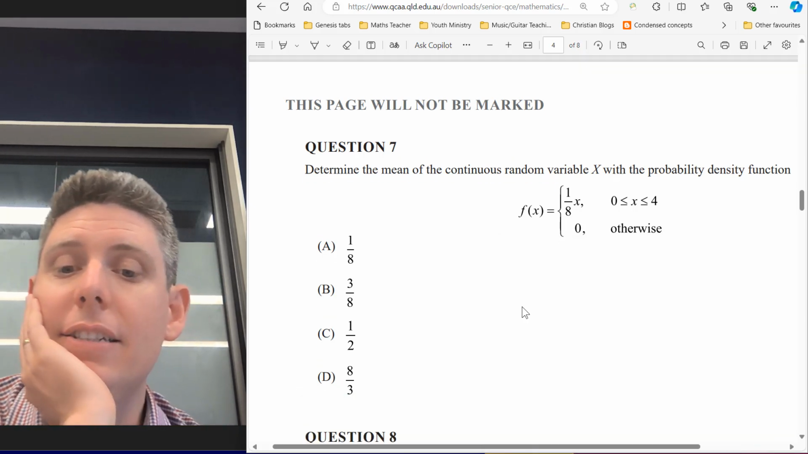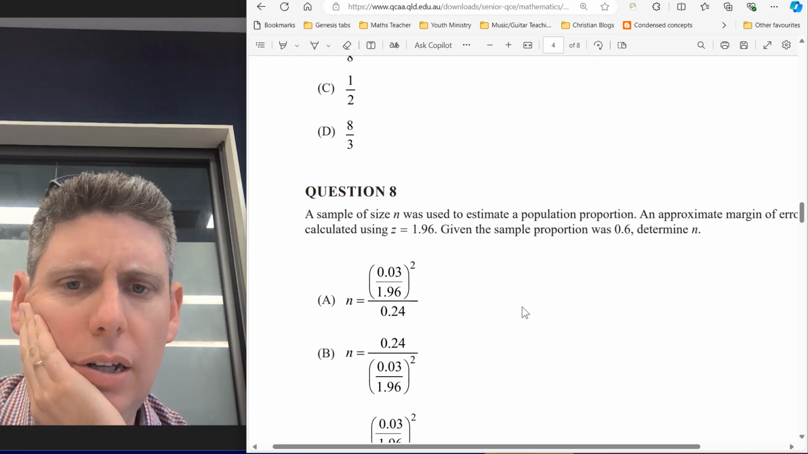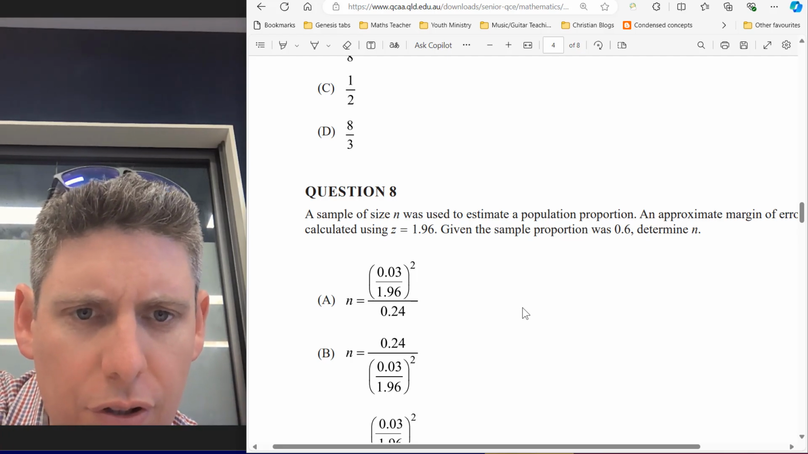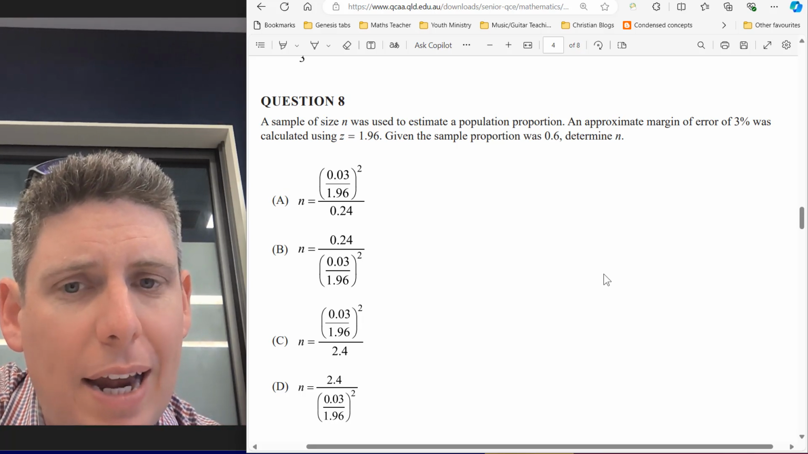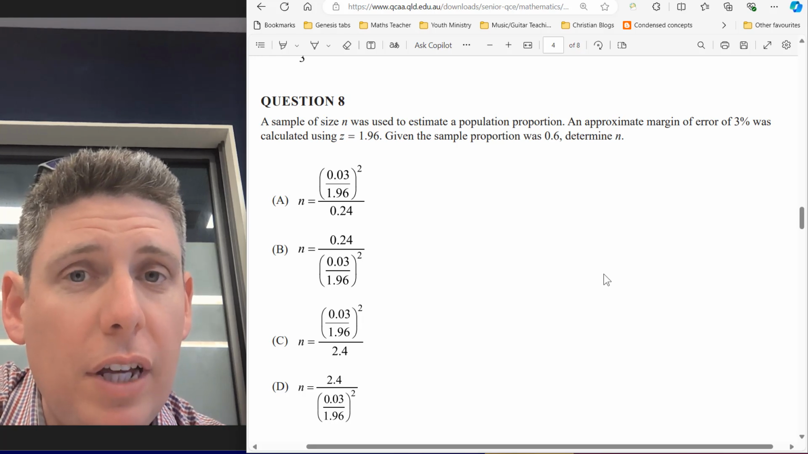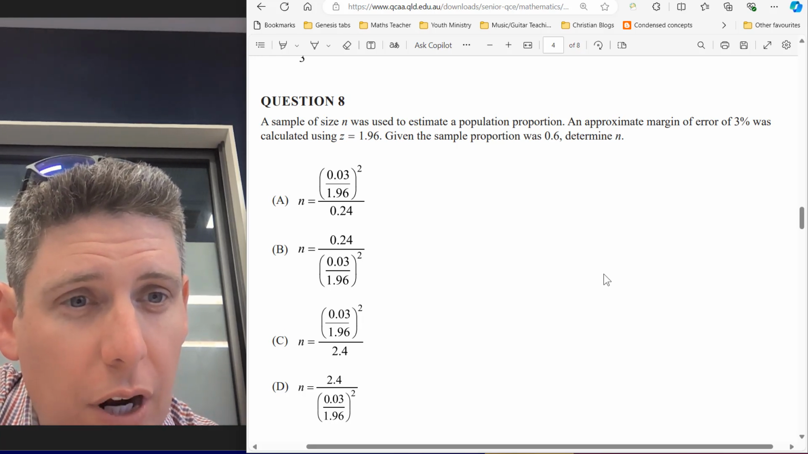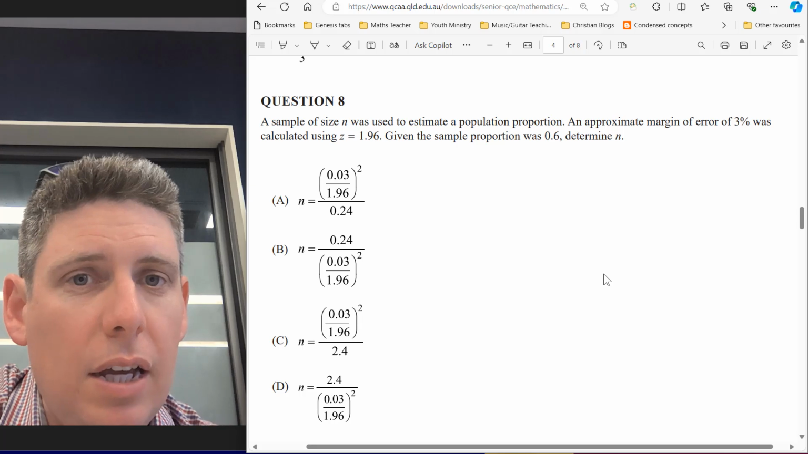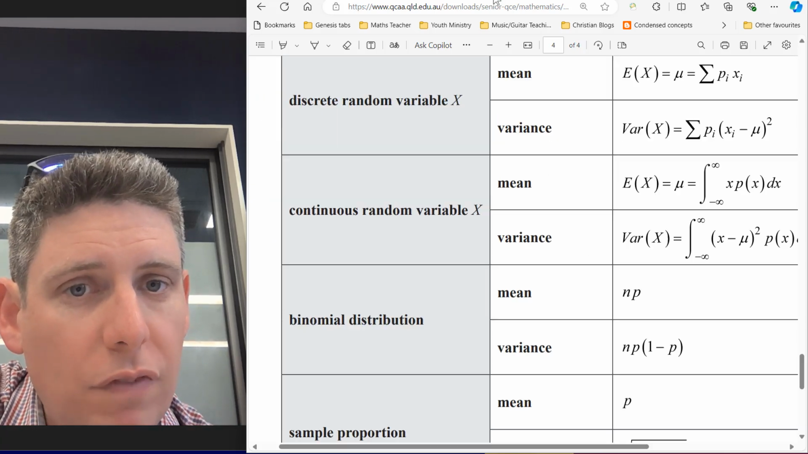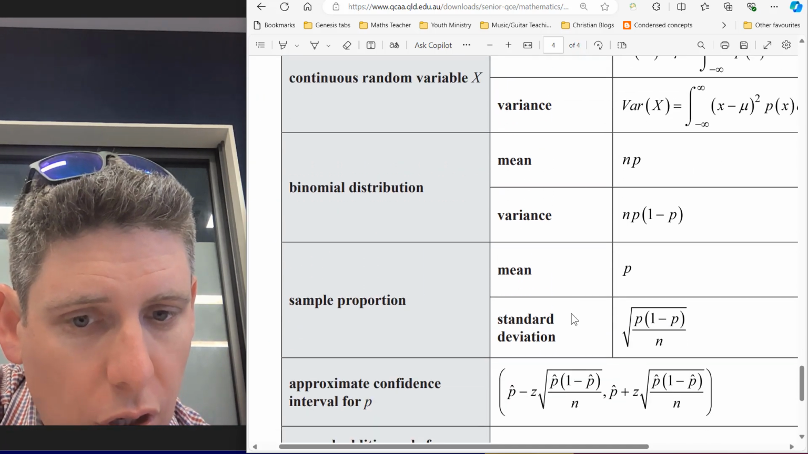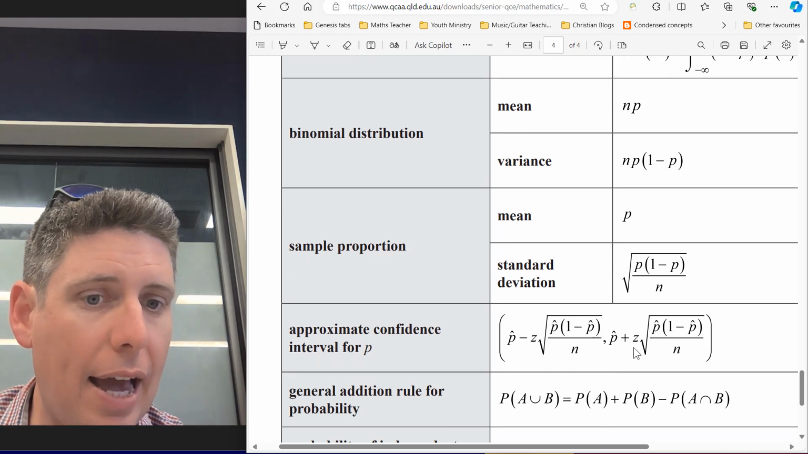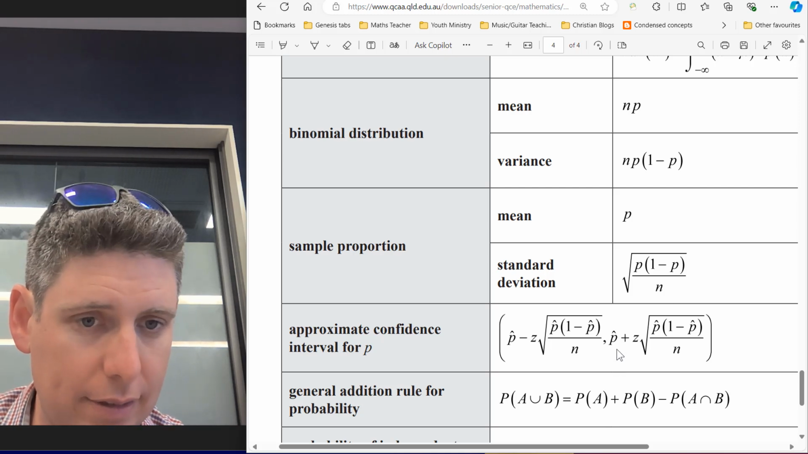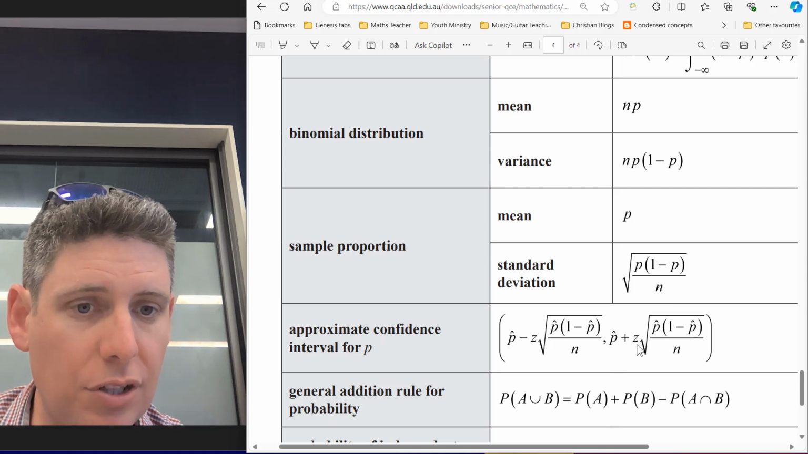Alright, question 8. Here we go. A sample size of n was used to estimate, given the sample proportion was 0.6, determine n. Okay, so hopefully you might have heard about margin of error before. Basically, this is our confidence interval. So if we go to confidence intervals, this bit that we minus and add to p hat, this is our margin of error. So this is what we need to use.